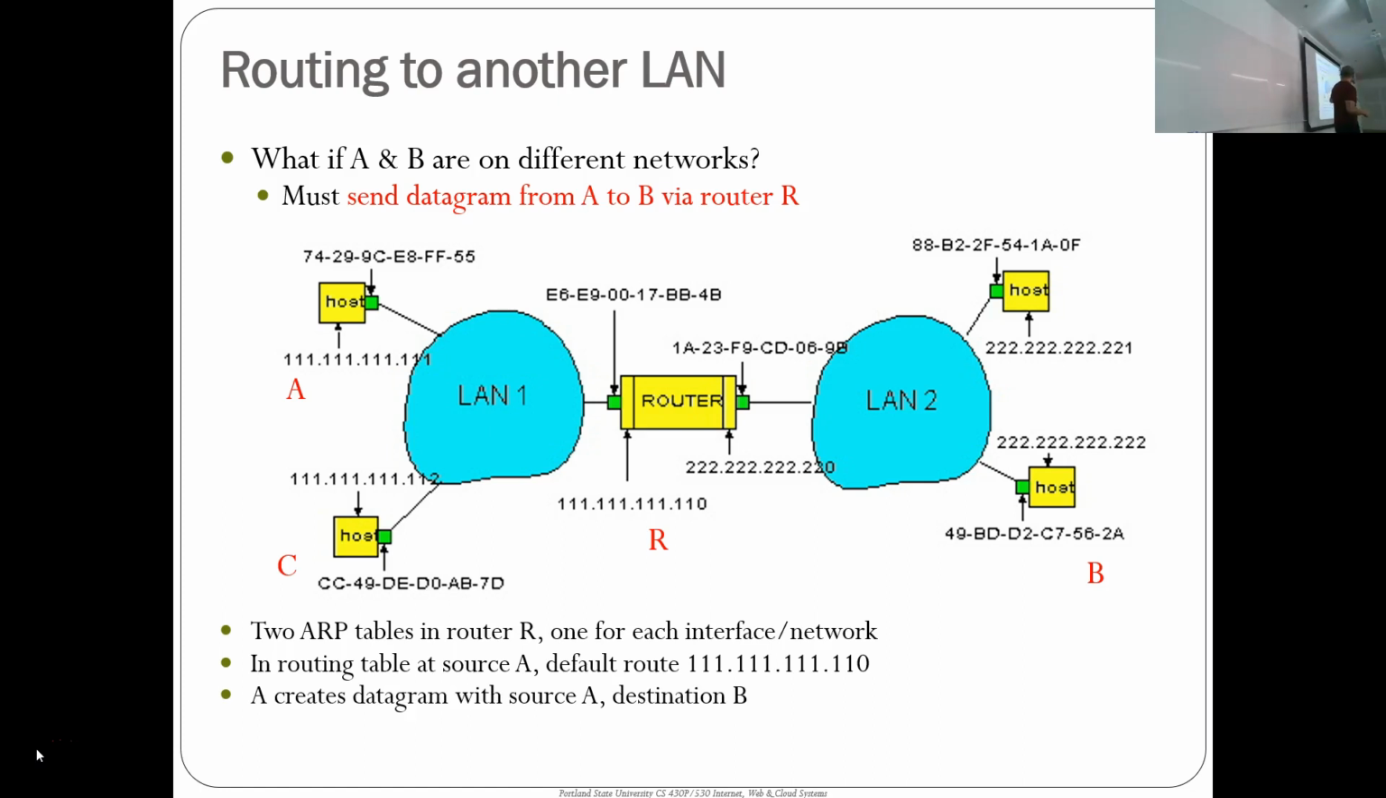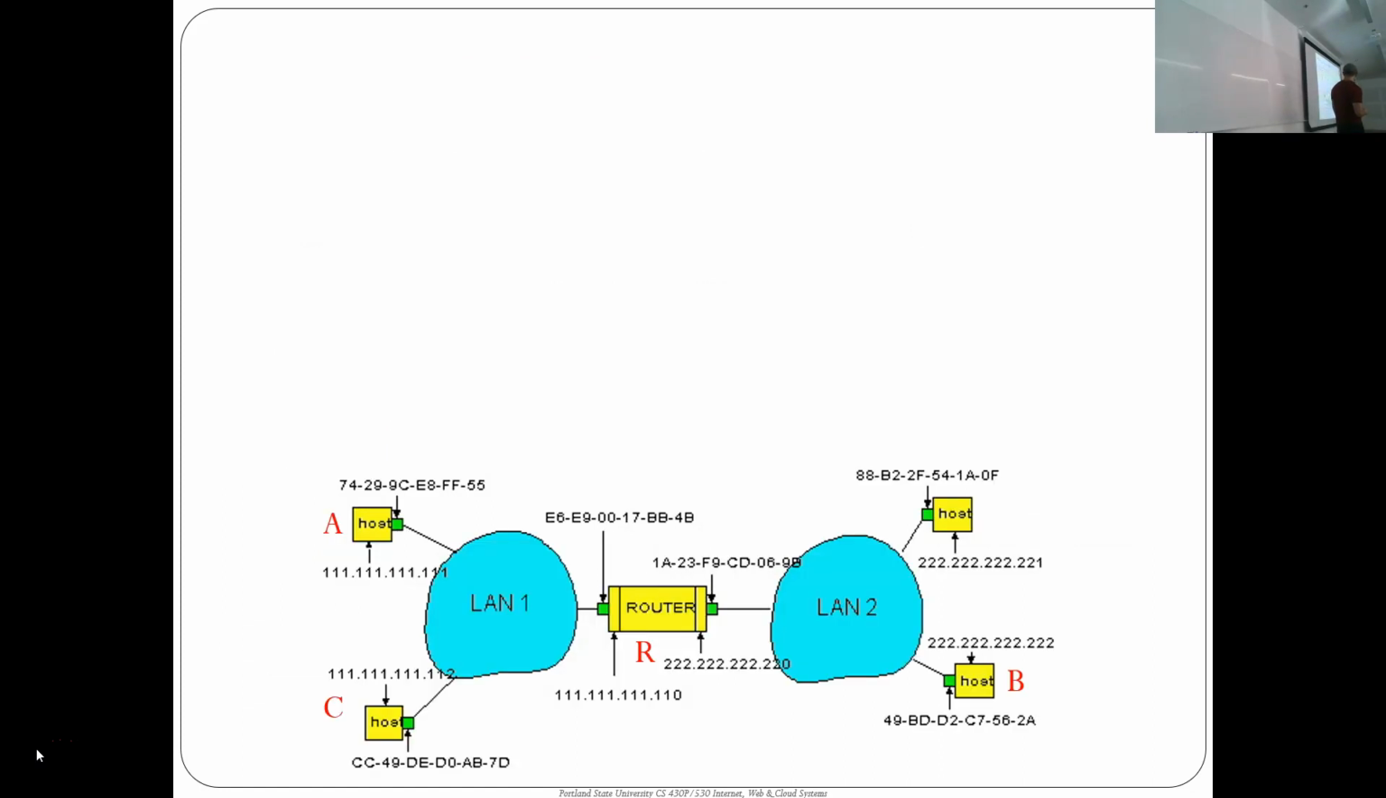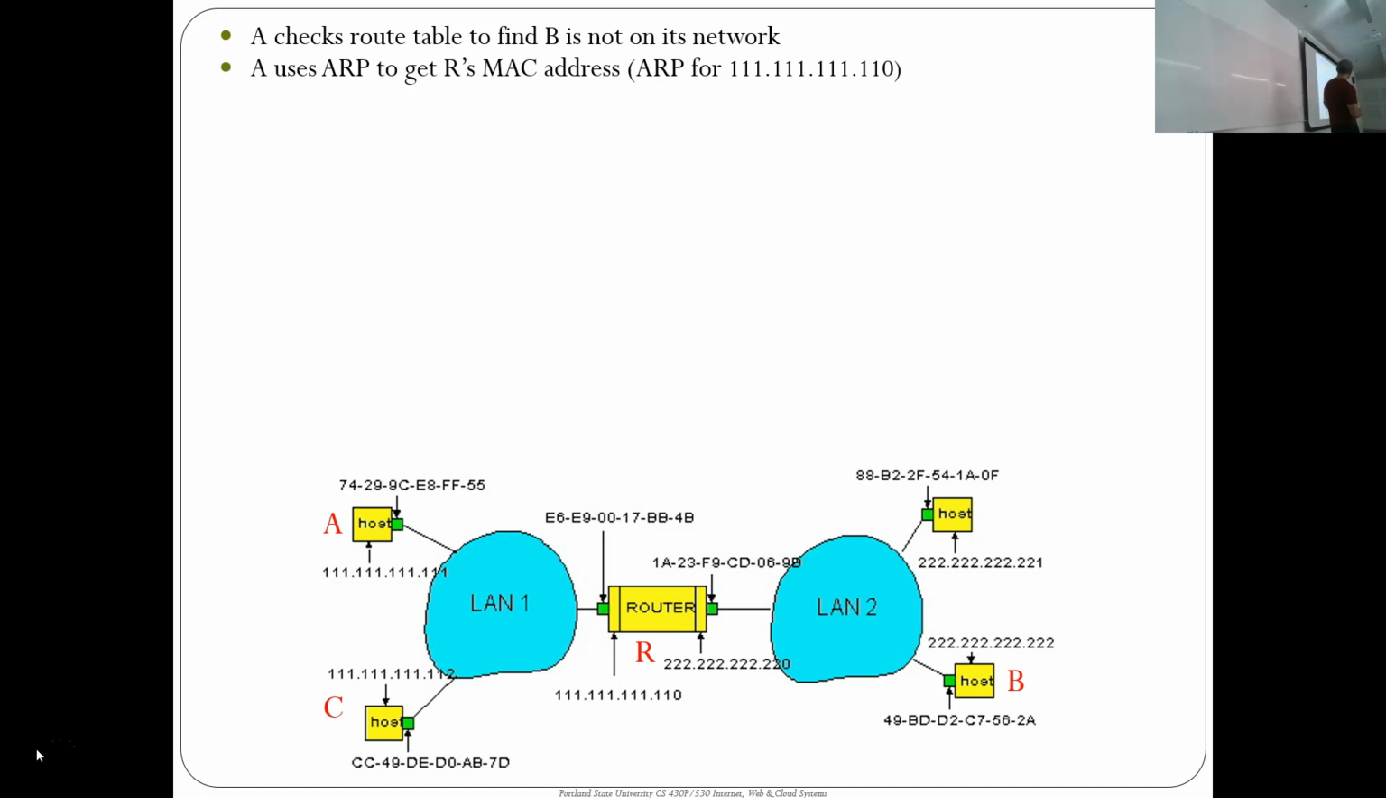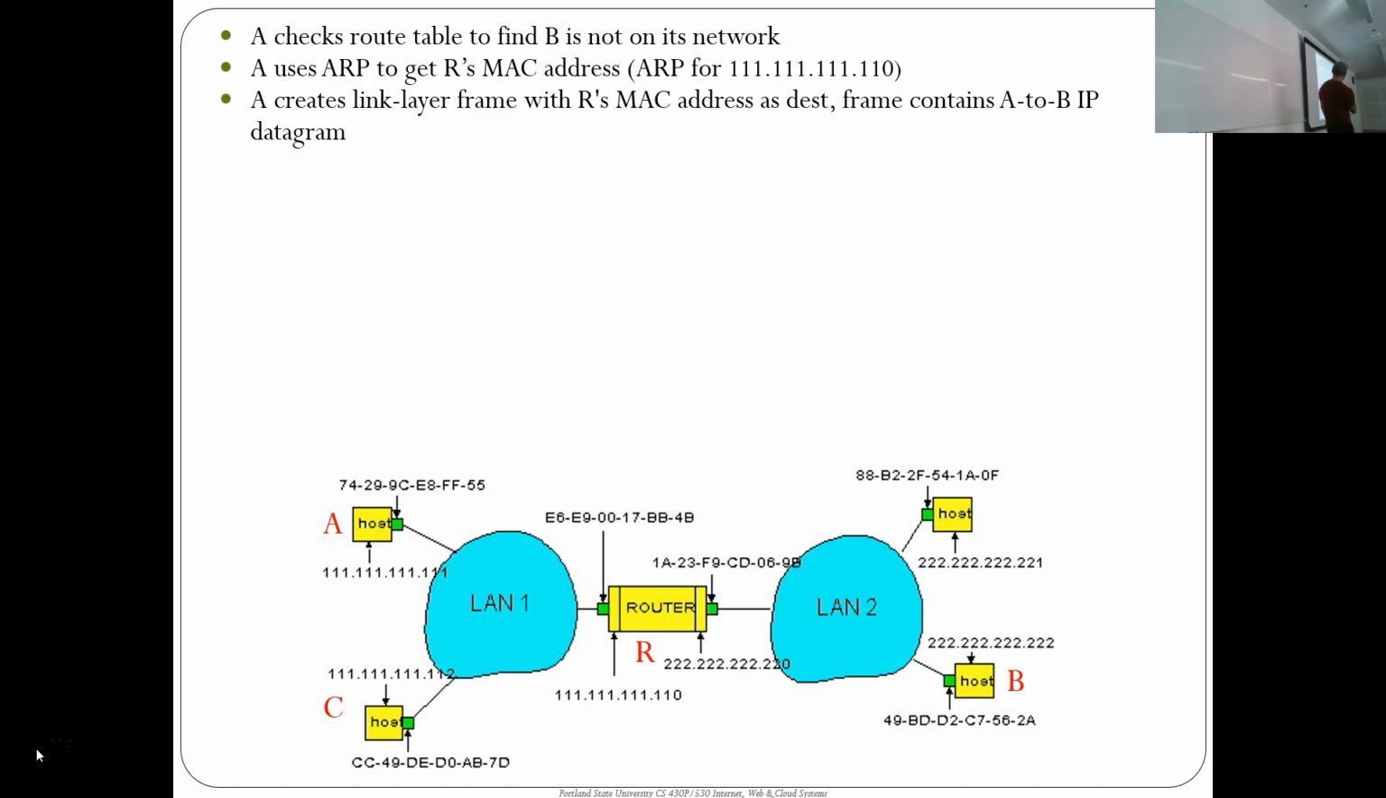And so A creates a datagram with source A and destination B. And then it checks its route table, and it sees that B is not on its network. So then it uses ARP to get the router's hardware address for this interface, because it knows it needs to send an IP packet to this router so that it can get to B. So that is the next step. And then when R says, this is my hardware address, A can then send an IP packet with this hardware address as a destination, this hardware address as a source, and the payload is a packet from A to B. So it creates that data link layer frame.